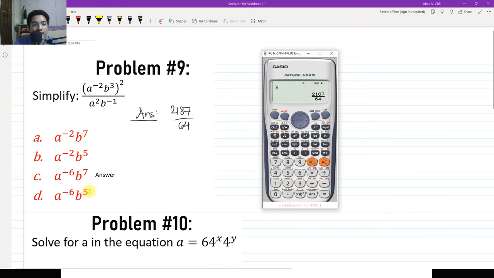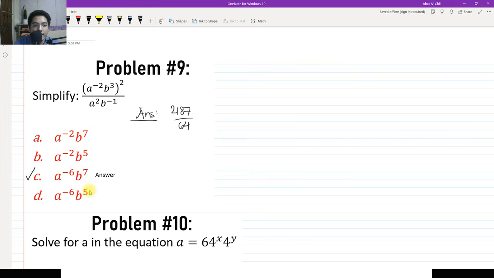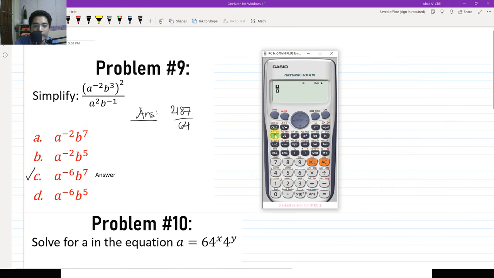Now we're going to try it on our choices. Let's try letter C first. So we have alpha A raised to negative 6, and then we have alpha B raised to 5.